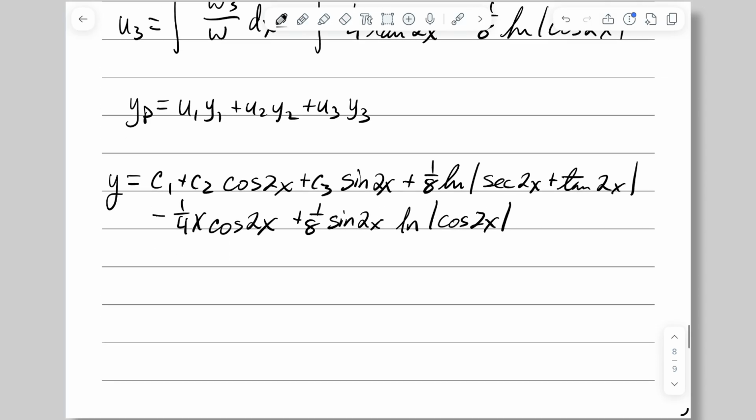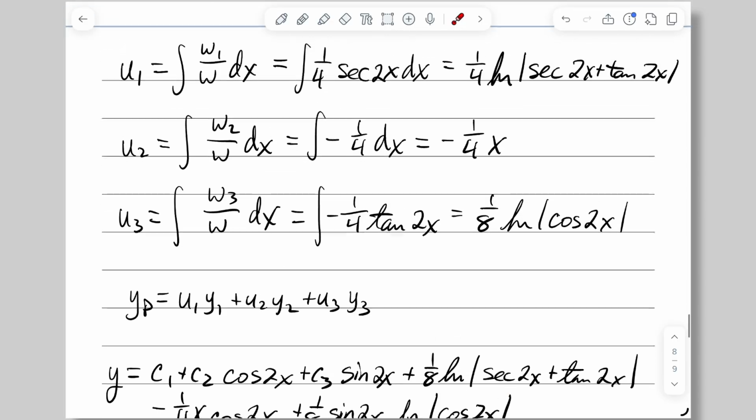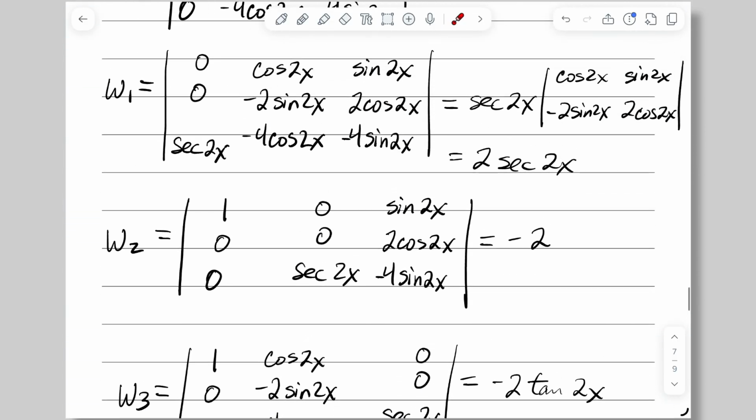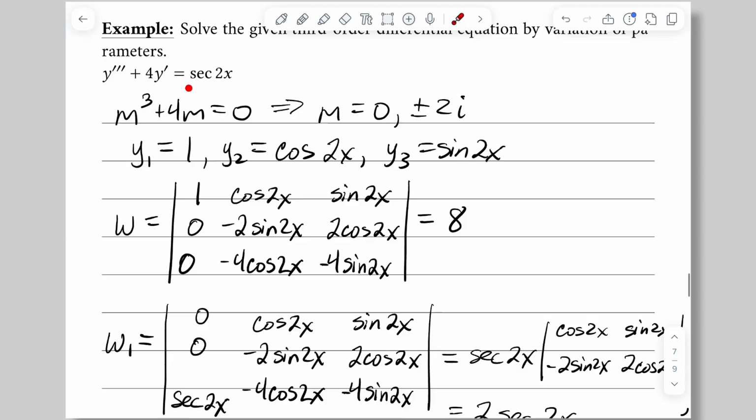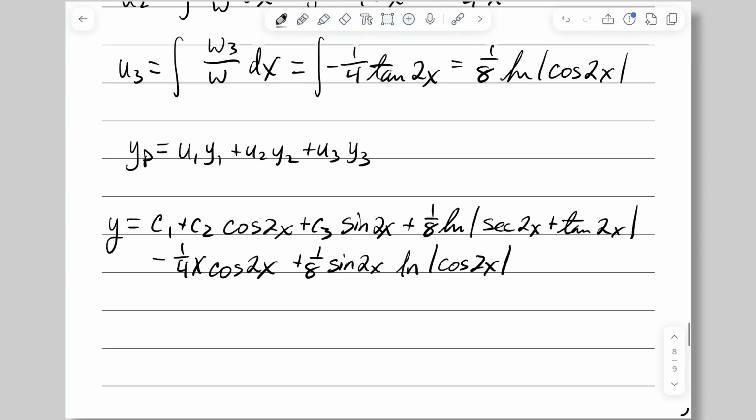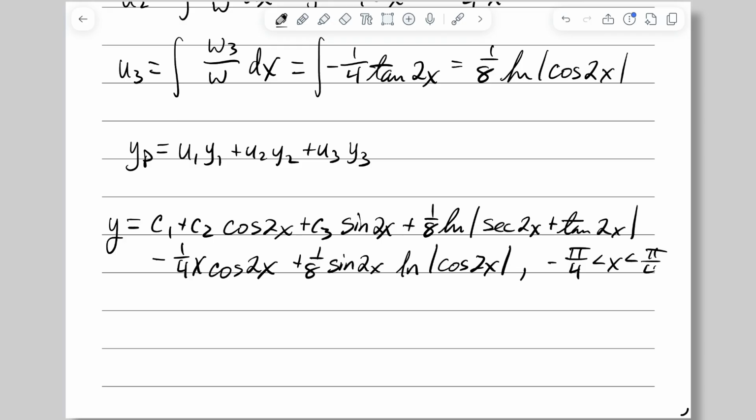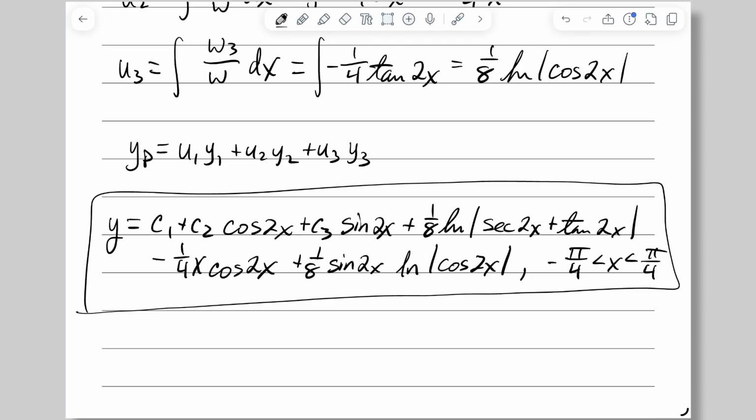And then if you were interested in identifying an interval of solution, we want one where these are all defined, but if we go to the original equation, the right-hand side, the input function, was the secant of 2x. And that's defined on an interval where 2x goes from negative pi over 2 to pi over 2. So here, I would give the interval from negative pi over 4 to pi over 4, not including pi over 4, and you'll find that that works for all of the denominators in these trig functions in our solution.